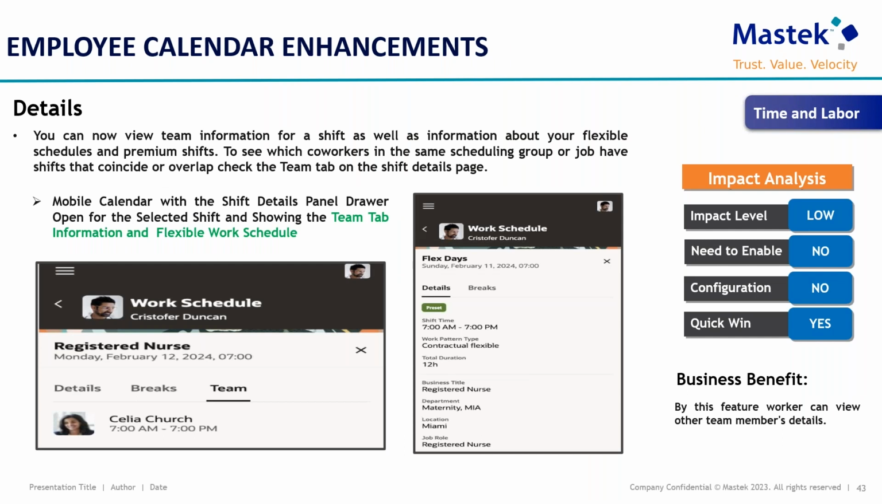The next feature is employee calendar enhancements. This particular feature is applicable for the desktop user interface as well as the mobile user interface. So basically, the right side image shows how it will look in the mobile, and the left side image is showing how it will be displayed in the computer or a laptop. Along with this, Oracle has also introduced a new option called a team onto this particular screen, so that you will be able to see the employees or co-workers who are working on the same shift as you.